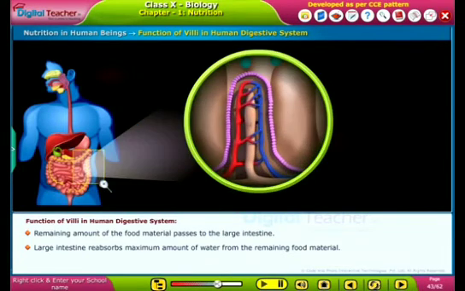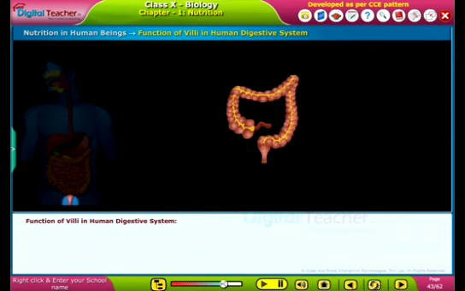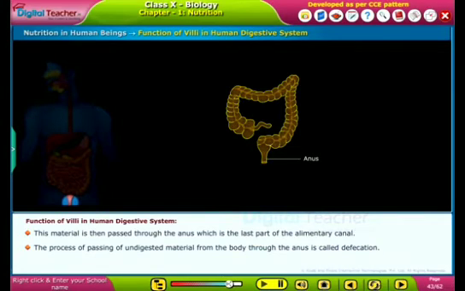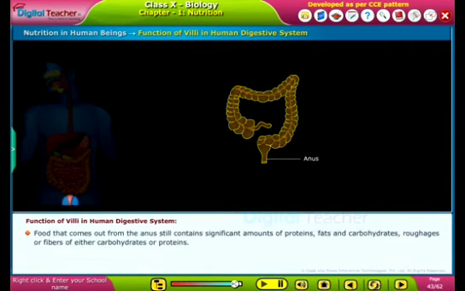Large intestine reabsorbs maximum amount of water from the remaining food material. This material is then passed through the anus, which is the last part of the alimentary canal. The process of passing of undigested material from the body through the anus is called defecation. Food that comes out from the anus still contains significant amounts of proteins, fats, and carbohydrates, roughages or fibers of either carbohydrates or proteins.